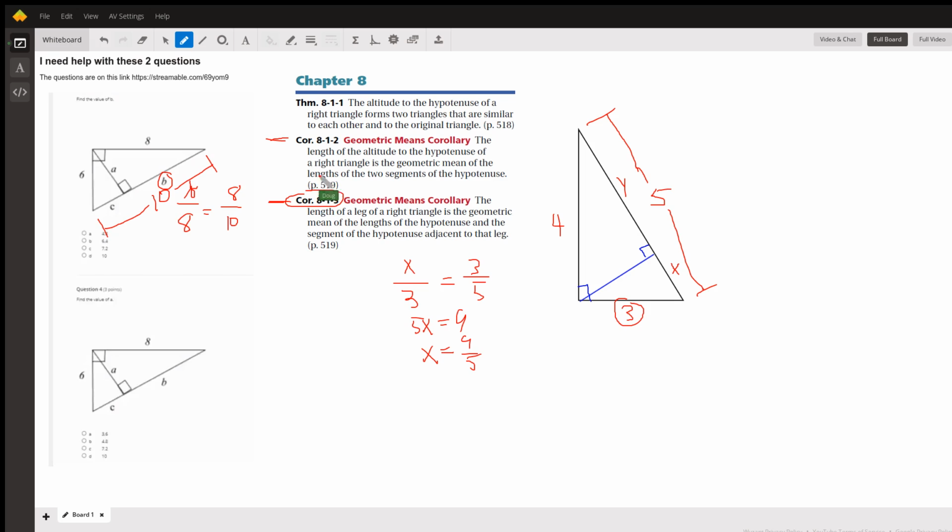For this one, we're using this corollary. The altitude to the hypotenuse is the geometric mean of the lengths of the two segments of the hypotenuse. So we have to say that A is the mean proportional, that's the altitude, between the segments of the hypotenuse that it creates. That's between C and B.